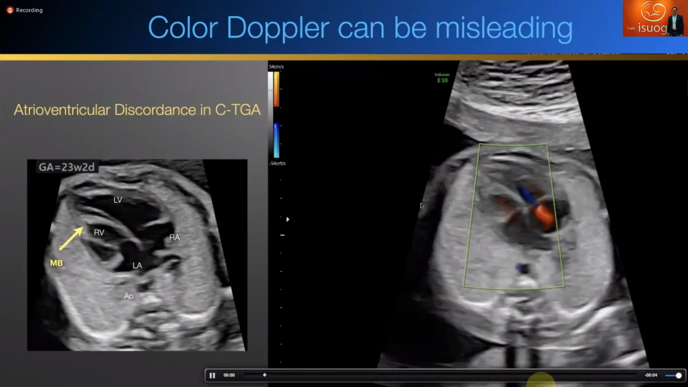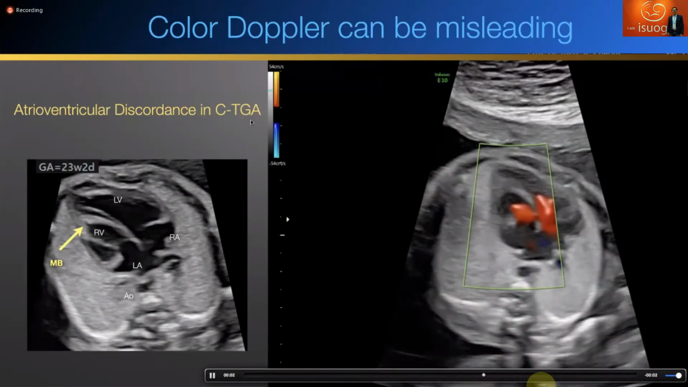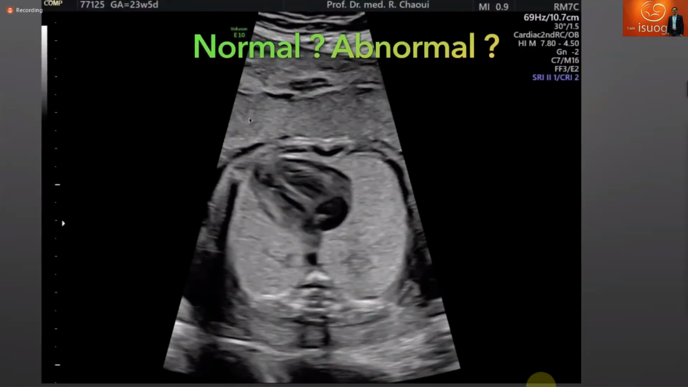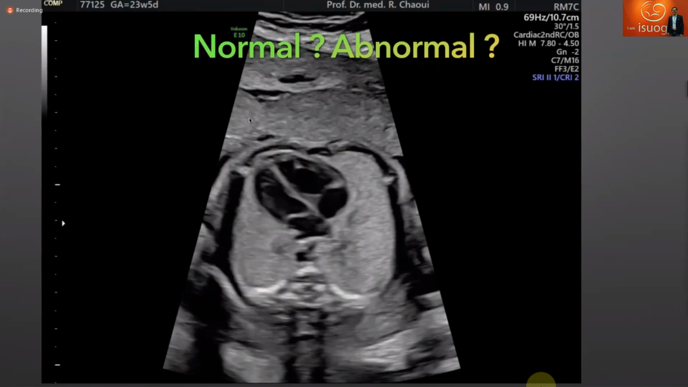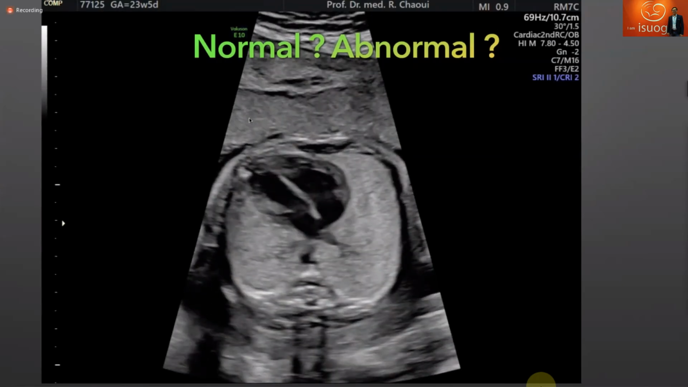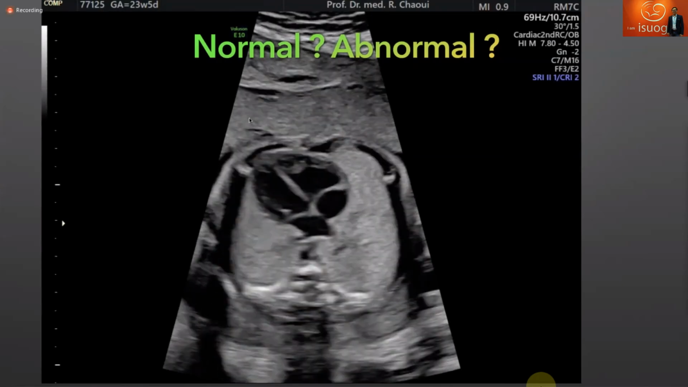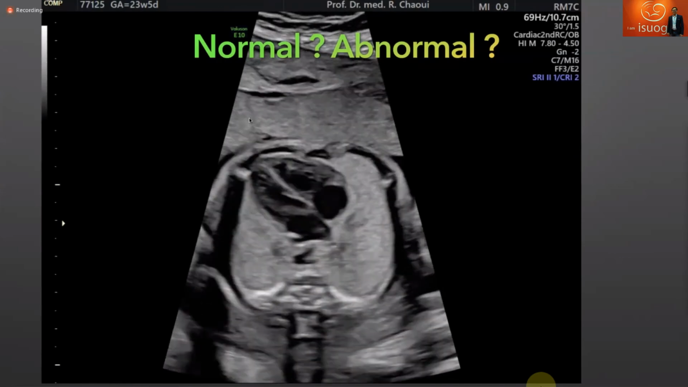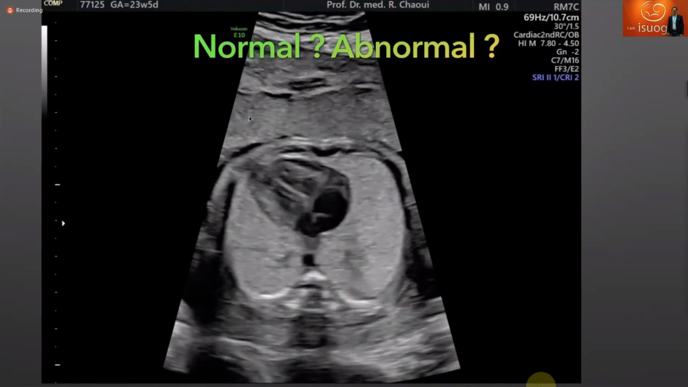So let's continue now with another case. Is this case normal or abnormal? Look at all the systematic approach. I put this to have a break to drink a cup of water.